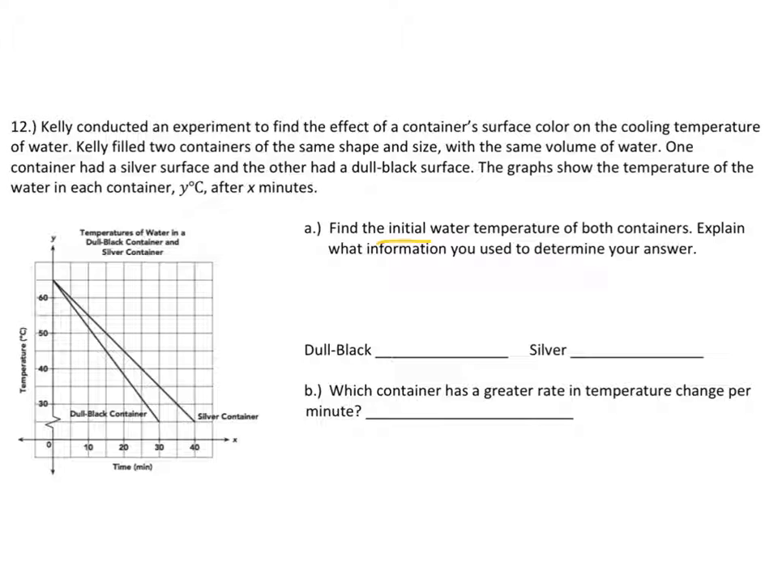Explain what information is used to determine your answer. So, initial water temperature, that's the b in the equation, or the y-intercept. So let's look at the graph and let's find the y-intercept. That would be on the y-axis. So that's going to be right here on the graph.